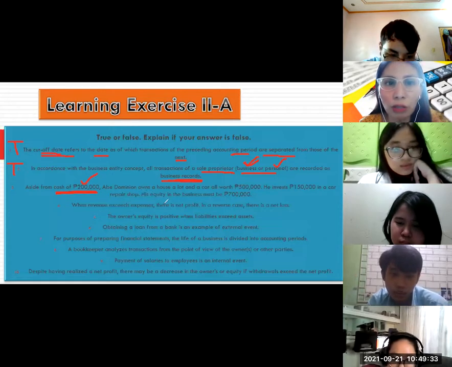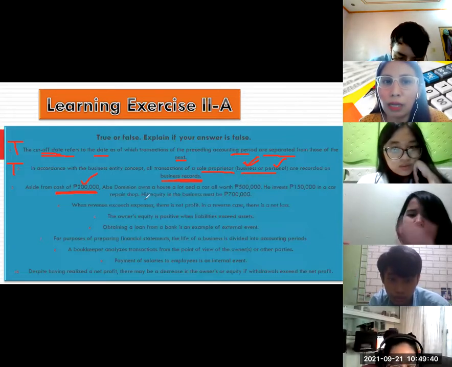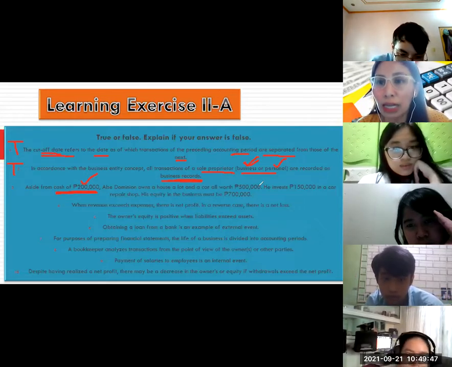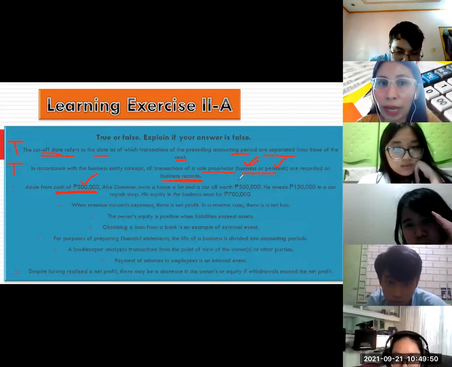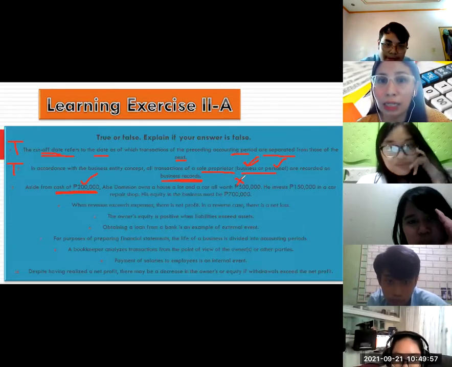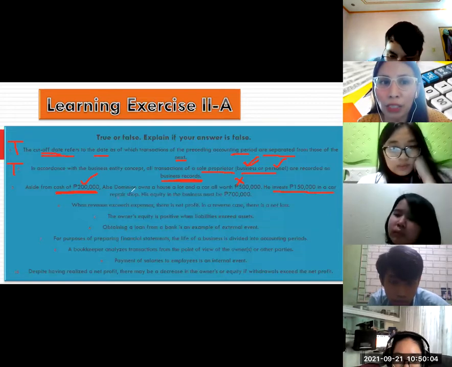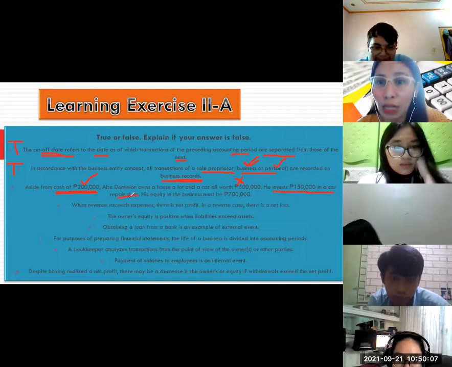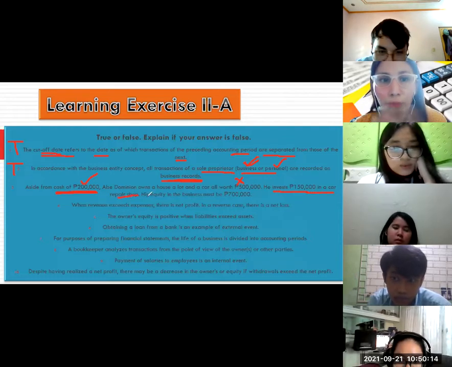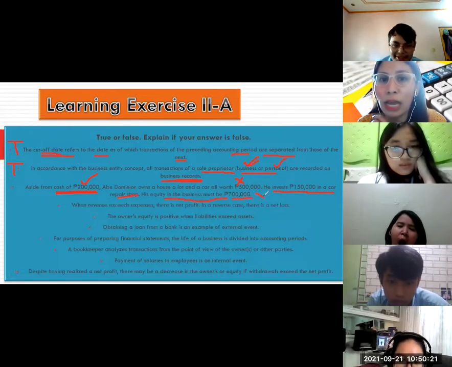Sabi, Abe Dominion owns a house and lot and a car all worth 500,000 pesos. So, hindi minention na itong house and lot niya and a car na worth 500,000 is invested in the business. Okay, therefore, hindi lahat yan i-record sa business. Yung in-invest lang niya ang i-record natin sa business. Ito yon. He invests 150,000 in a car repair shop. Kung magkano lang yung sinabi sa transaction na in-invest niya na amount, yun lang ang i-record. 150,000. Therefore, his equity in the business must be, is it 700,000 pesos? Hindi po.